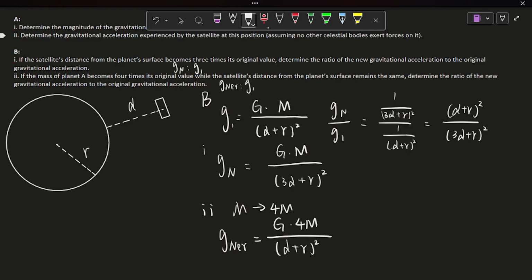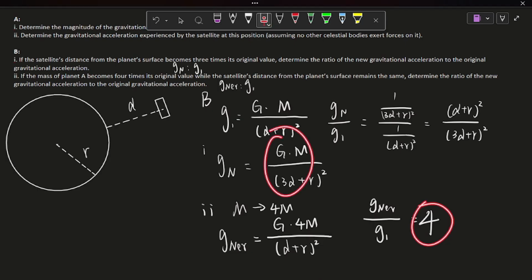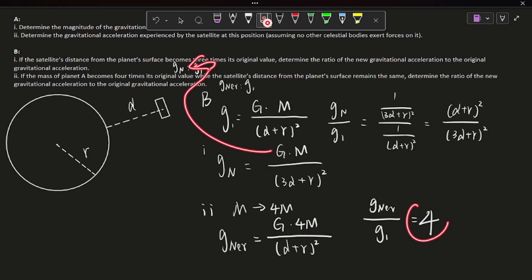Squared. Still using the ones method: G is 1, M is 1, d plus r is 1. G is 1, M is now 4, no longer 1, d plus r is 1. So the ratio of newer g over g1 will just be 4. These two are the answers. This is for part 1. This is for part 2. Let's jump straight to the next one.